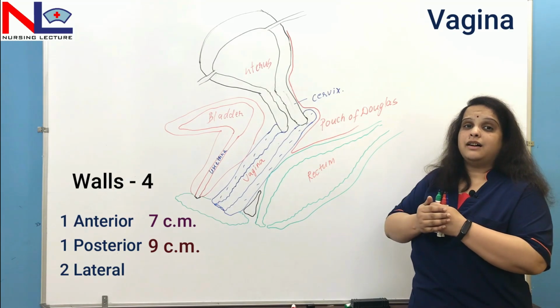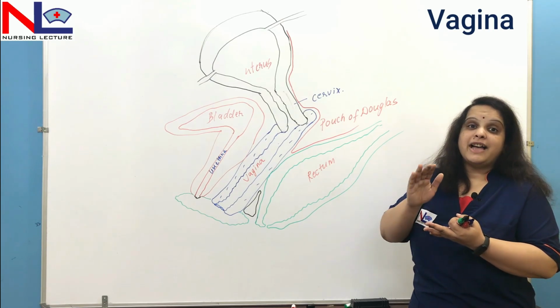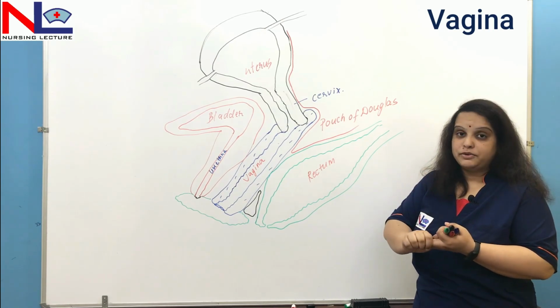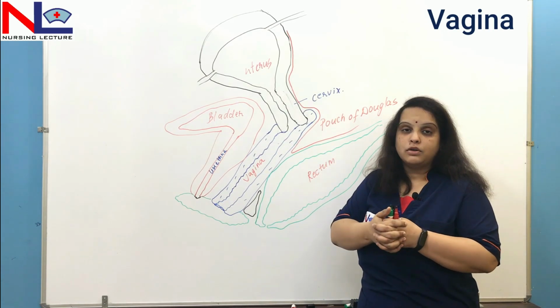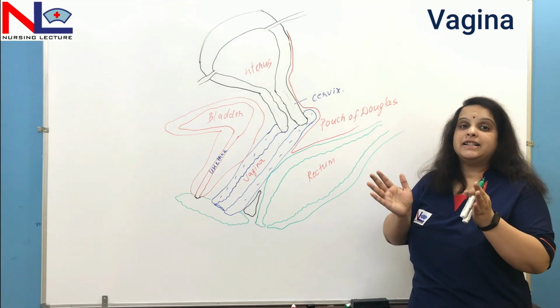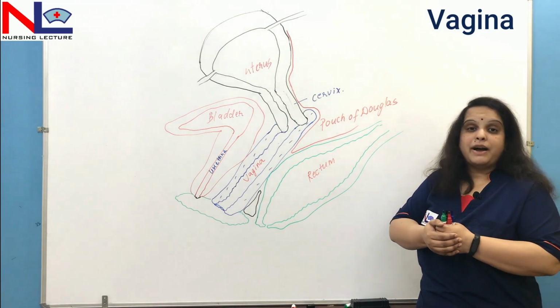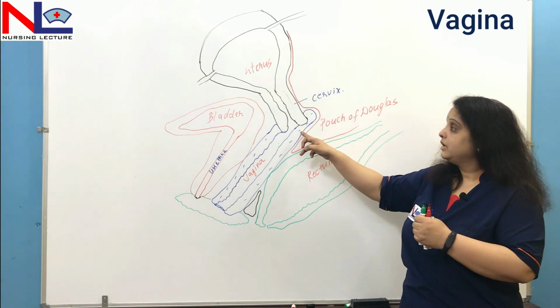So in cross section we can see the vagina as an H-shaped structure, because both the anterior and posterior walls oppose each other, and the lateral walls are quite stiffer. Thereby it shows an H letter shape on cross section.